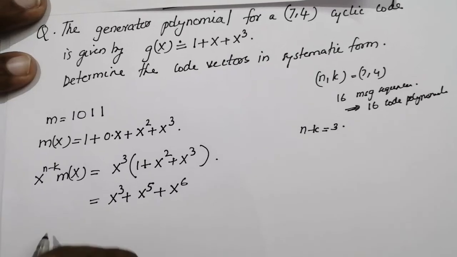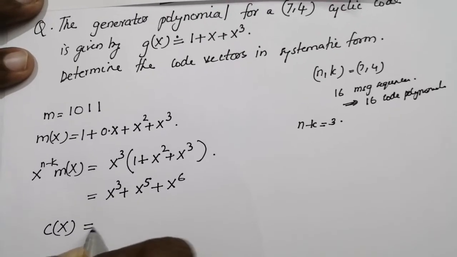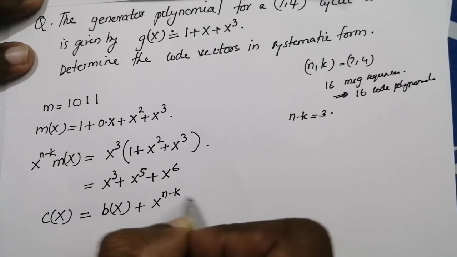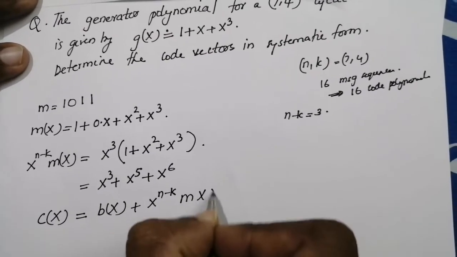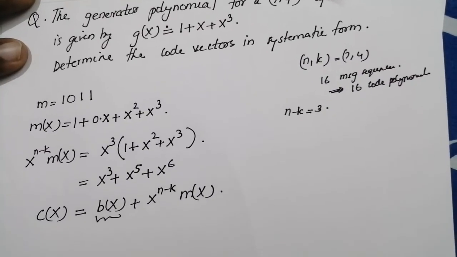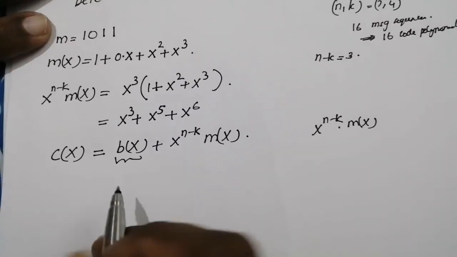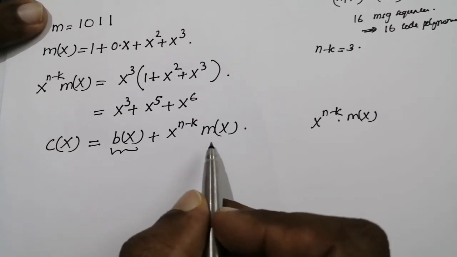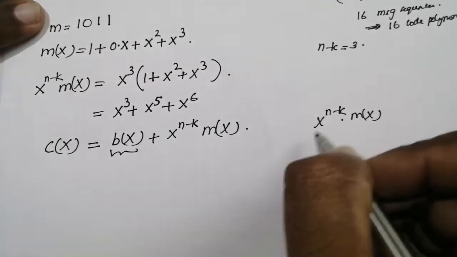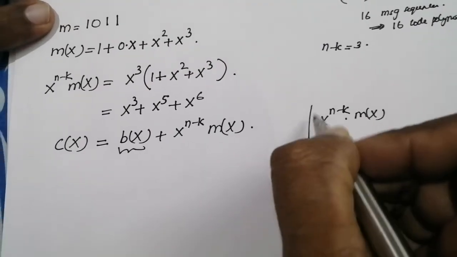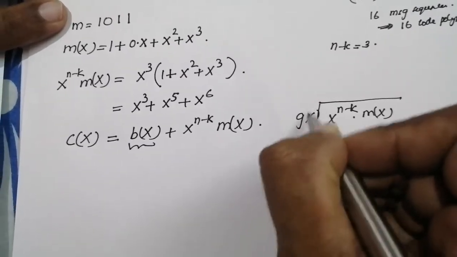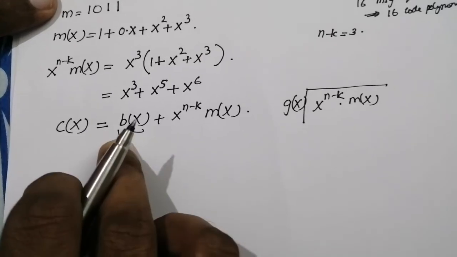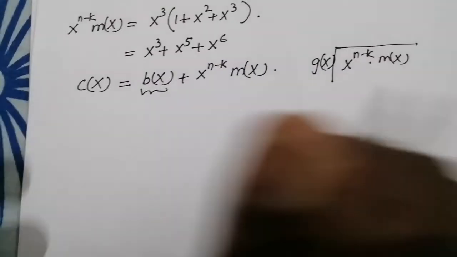Now, the code polynomial in systematic form is represented as c of x equal to b of x plus x raised to n minus k into m of x. Now we need to find b of x. How will you find b of x? We know b of x is obtained as the remainder polynomial if you divide x raised to n minus k into m of x by g of x. So x raised to n minus k into m of x is divided by g of x. You will get some quotient, and the remainder will be b of x. So we will do that step here.